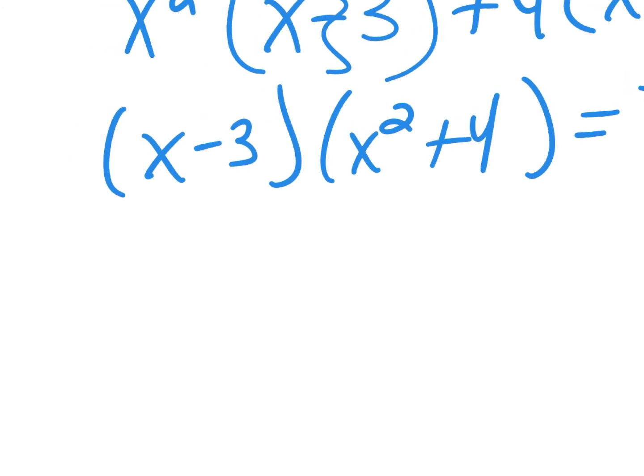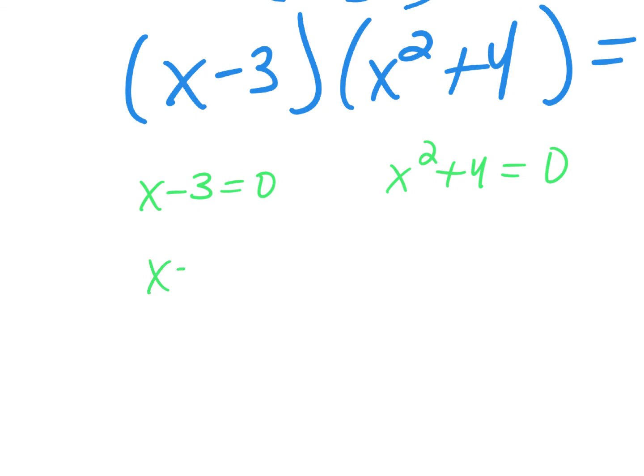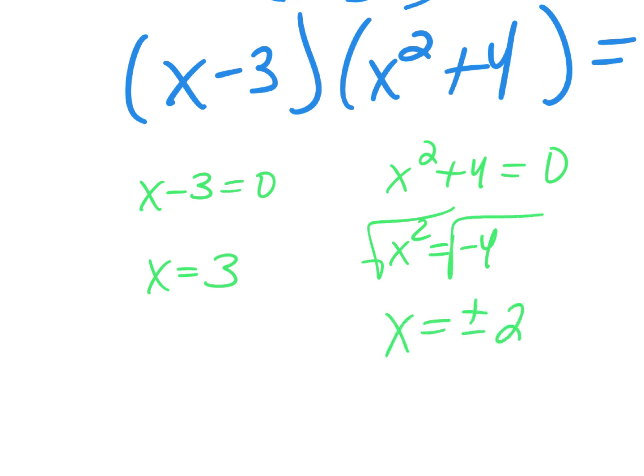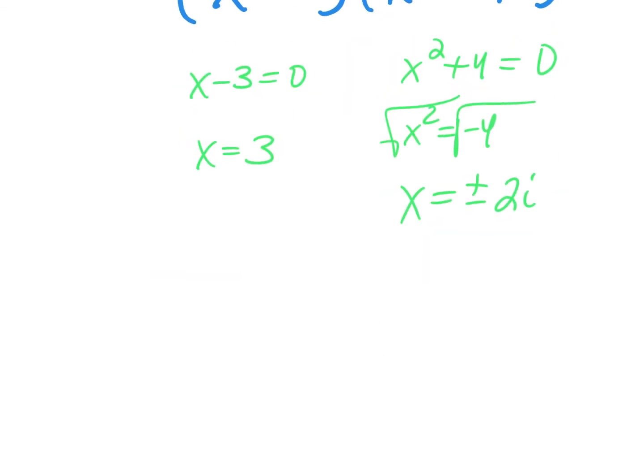So let's go ahead and solve. Let's find out what x equals, and then we'll work backwards to write our answer. Here I'm going to say x minus 3 equals 0, and here x squared plus 4 equals 0. In this case, I have x equals 3. In this case, I have x squared equals negative 4. We take the square root, and we get x equals plus or minus what? 2i. So if I ask what the zeros are, you would tell me x equals 3 and x equals plus or minus 2i. You could also say x equals 2i, x equals negative 2i.